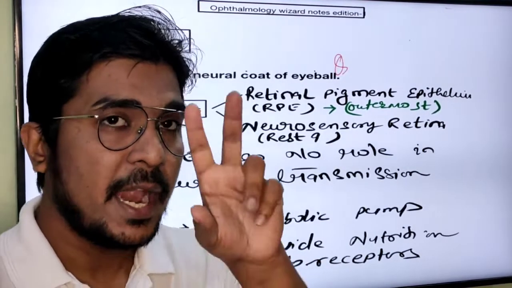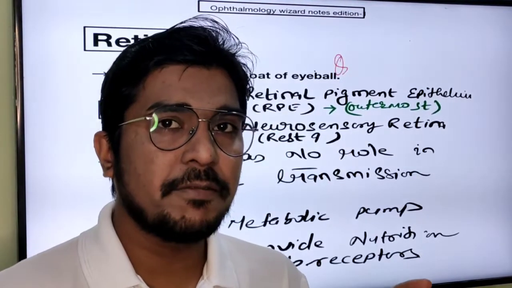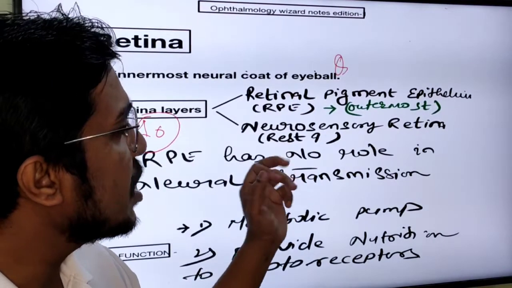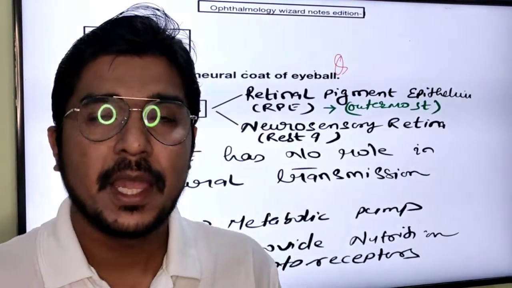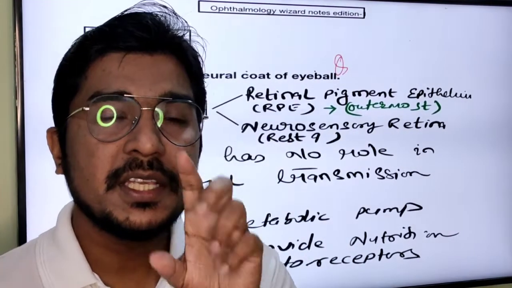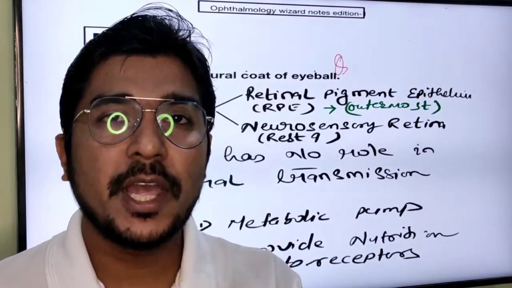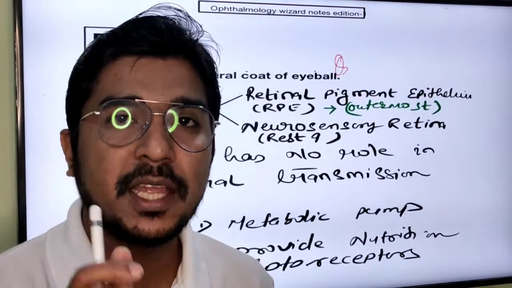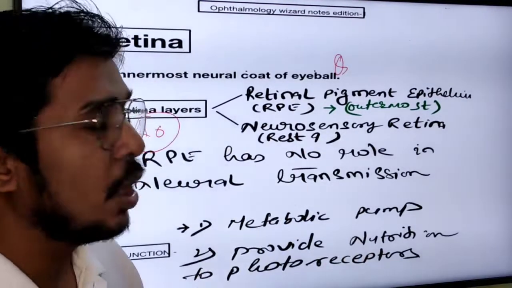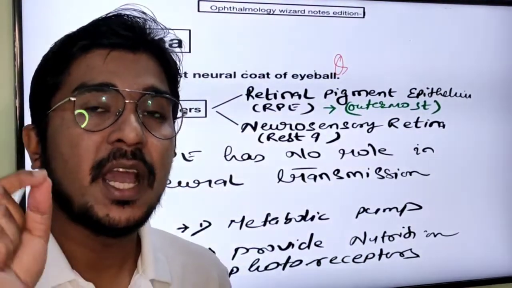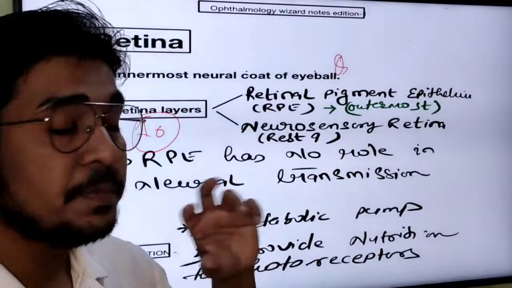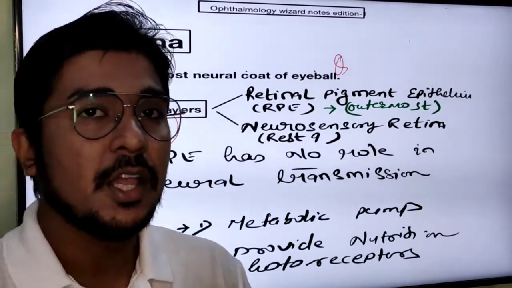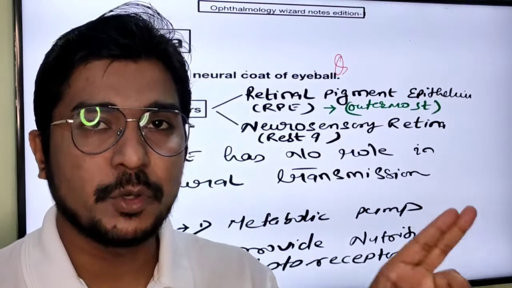Got my point? Because of this embryological difference, there is a space between the RPE and the neurosensory retina. This is the space where fluid accumulates and causes retinal detachment. So one important thing you should understand from this is that retinal detachment occurs by the separation of the retinal pigment epithelium and the neurosensory retina. There should not be any confusion in this.